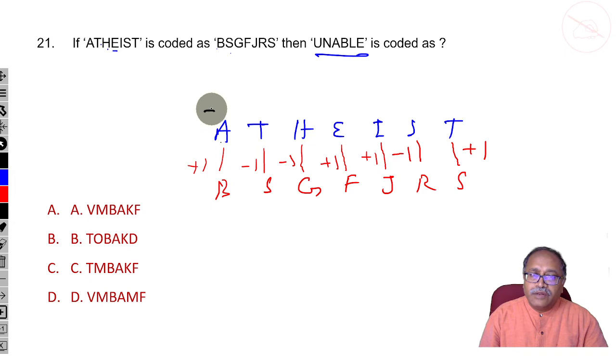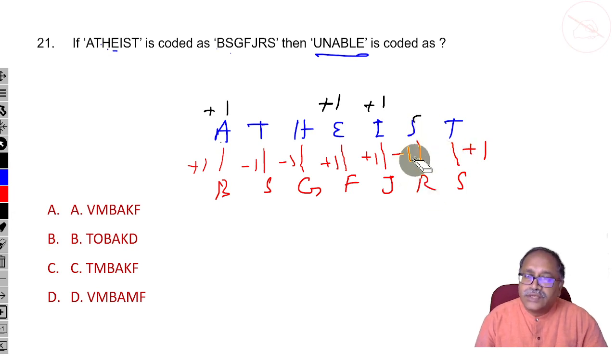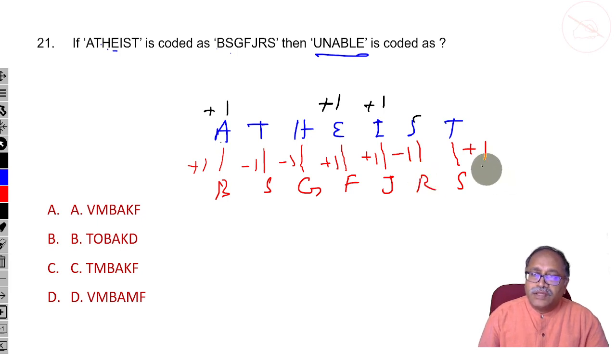A is a vowel, +1. E is a vowel, +1. I is a vowel, +1. మరి ఇక్కడ S and R. అచ్చా ఇక్కడ -1, all others are -1.